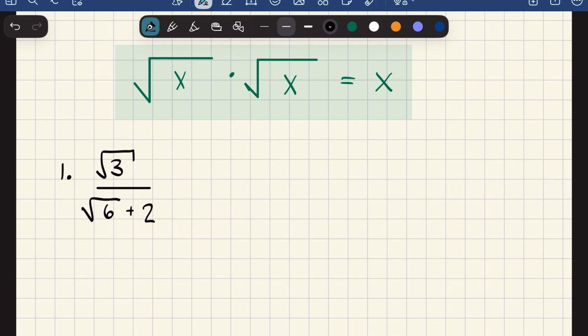Now let's move on to something a little bit more complex. Here in the denominator, instead of having a single expression as we did last time, we have two distinct values here. We have root 6 plus 2. Now here, we can expect to multiply just by root 6 and be able to get rid of this radical term. What we must do instead is multiply by root 6 minus 2.